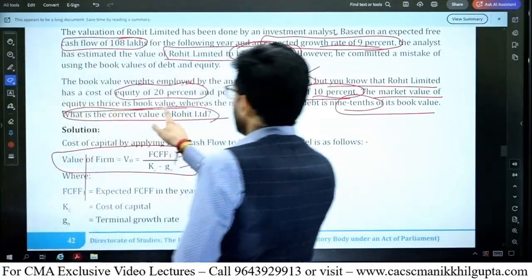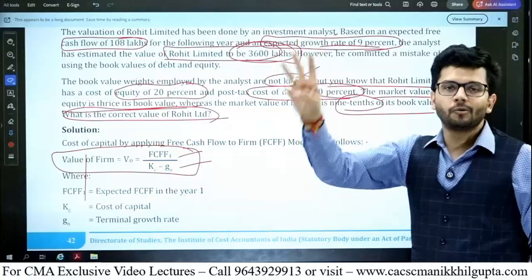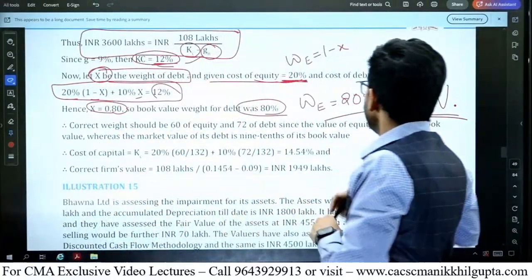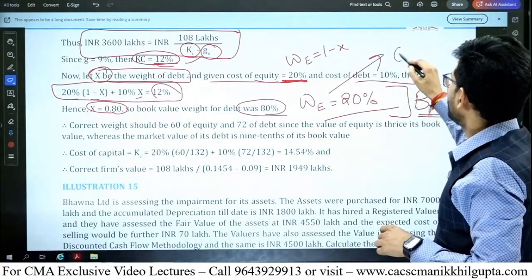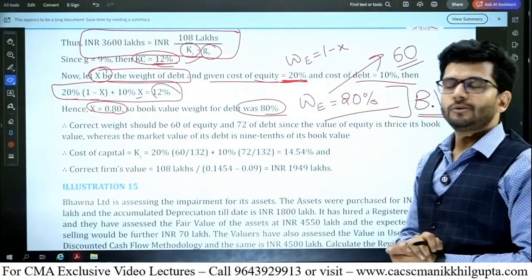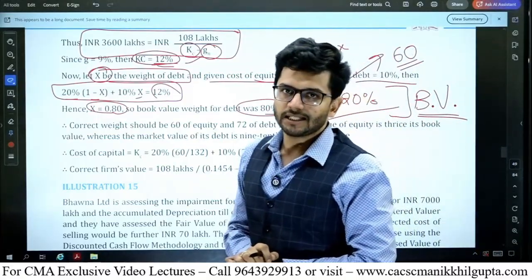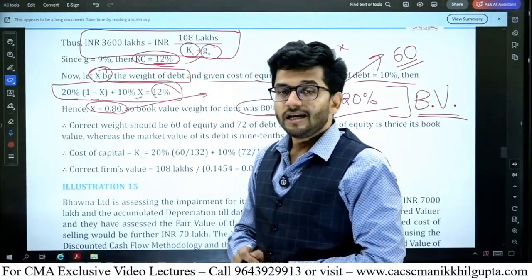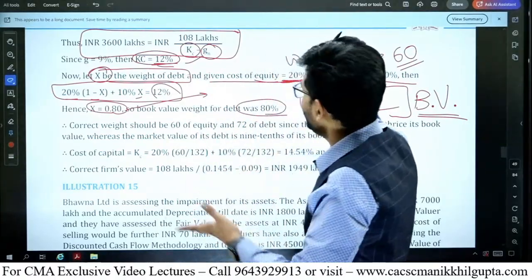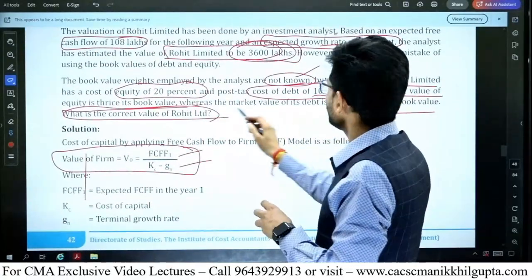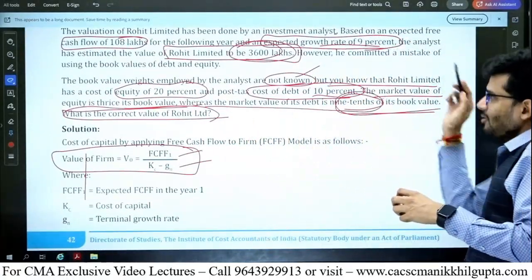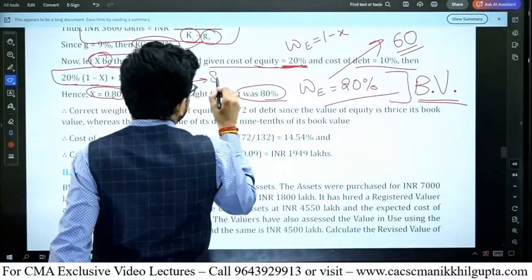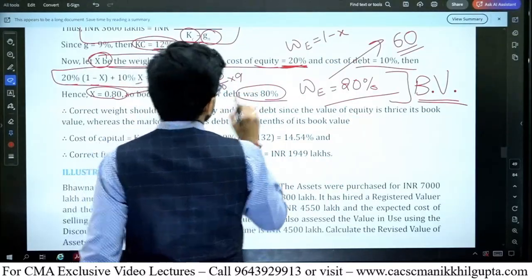The market value of equity is thrice its book value. So assuming the book value of equity is 20, what is the market value of equity? Thrice its value, which means 60 is the market value of equity. And the book value of debt is 80. What is the market value of debt? The market value of its debt is 9/10 of book value. 9/10 means 80 divided by 10 multiplied by 9, which is 72.